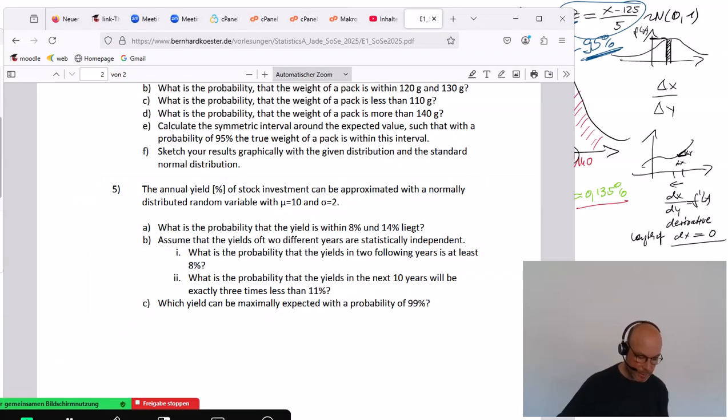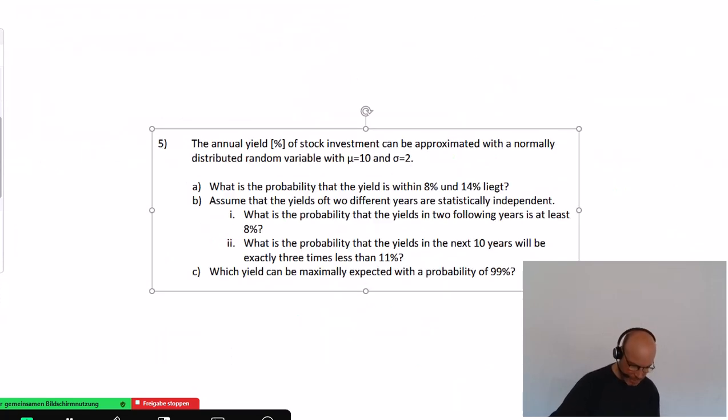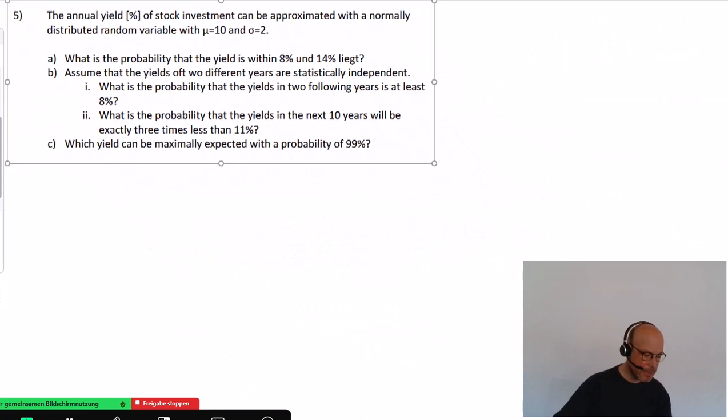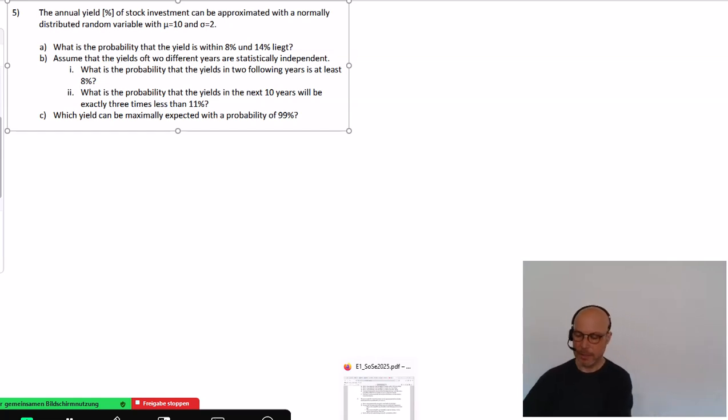Because this is now somehow a kind of a mixture between binomial distribution and normal distribution.